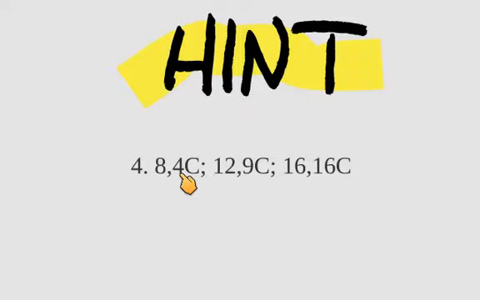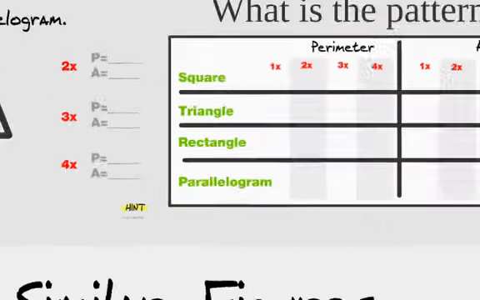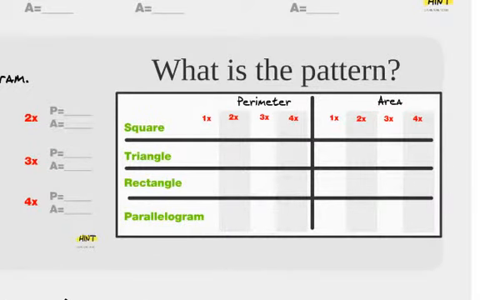Remember, when we double it, looks like we're multiplying the area by 4. When we are tripling it, we're multiplying it by 9. And when we're multiplying the lengths by 4, we end up multiplying the area by 16. That's our pattern there. All right?